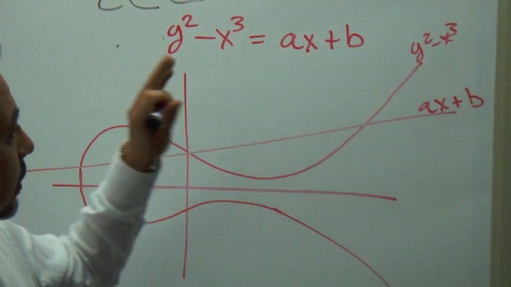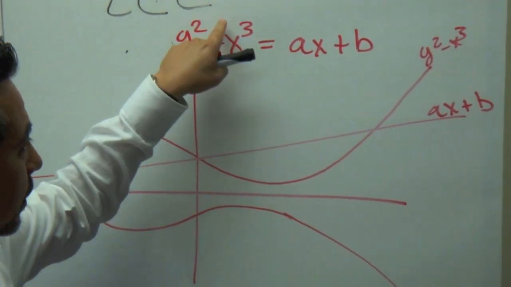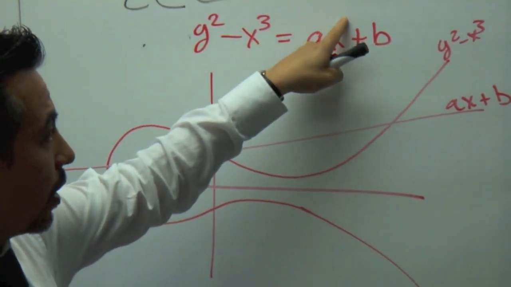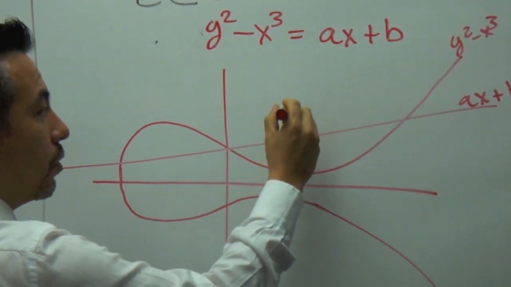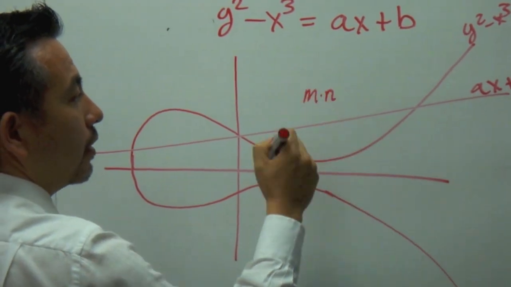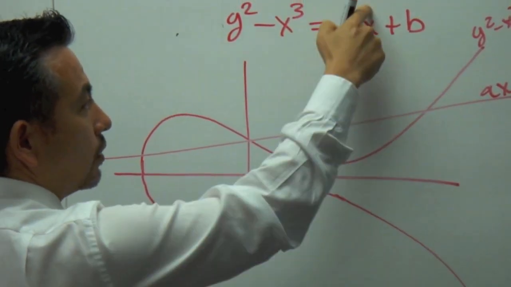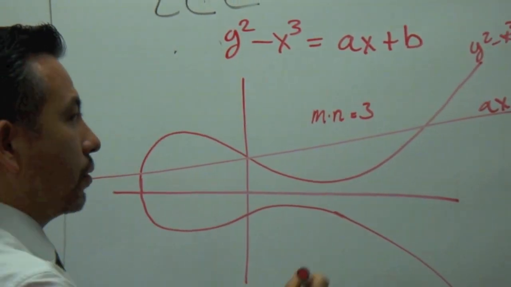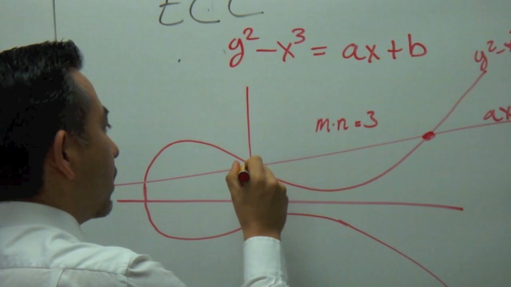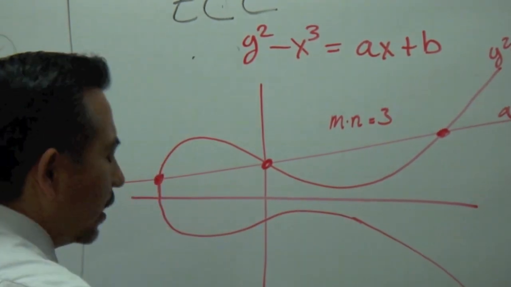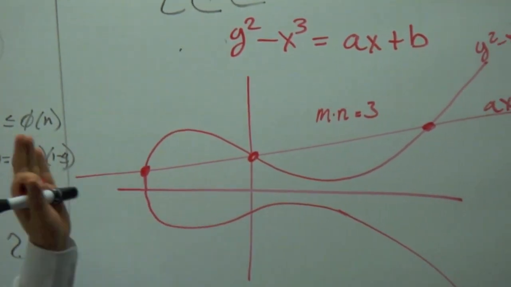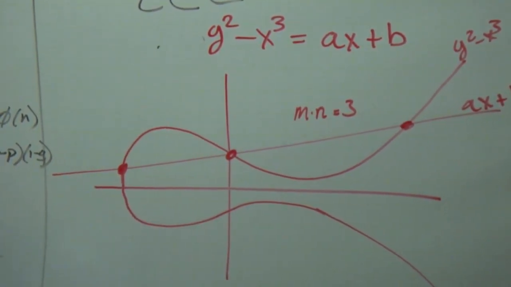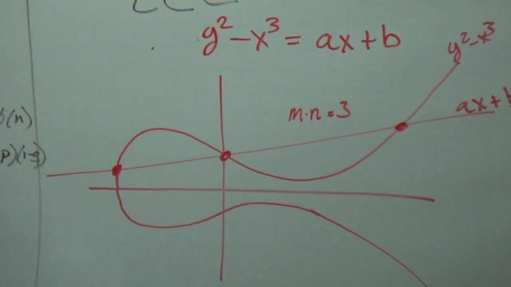Mordell's theorem says that if we have one function of degree 3, and we set it equal to another function of degree 1, the intersections will be m times n. M is 3, n is equal to 1, so this is going to be 3 points, 3 rational points. So we base our cryptography on these 3 rational points. Now the thing here is that between two rational numbers, I have infinitely many rational numbers.